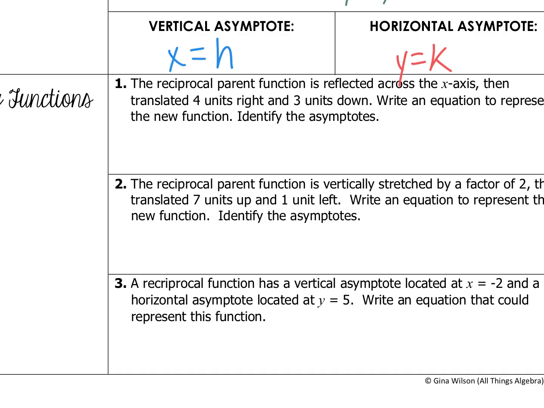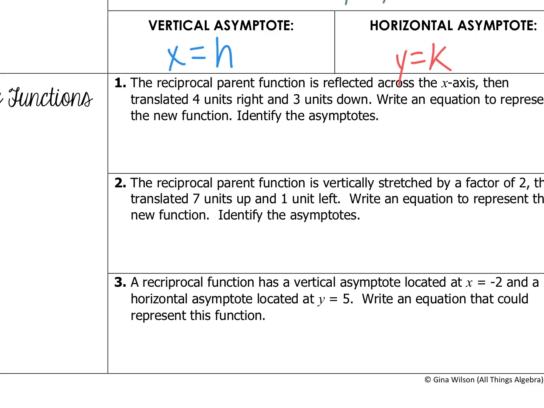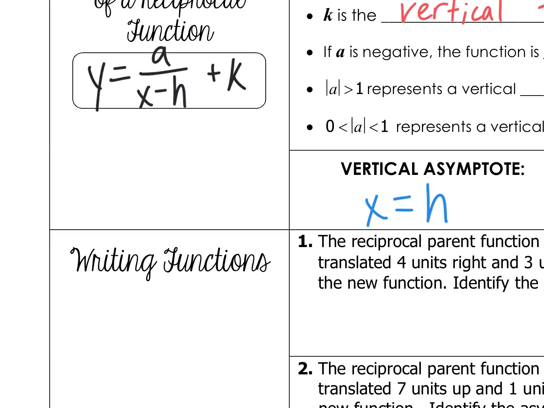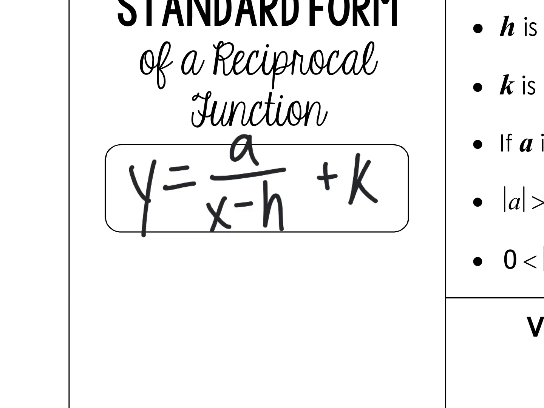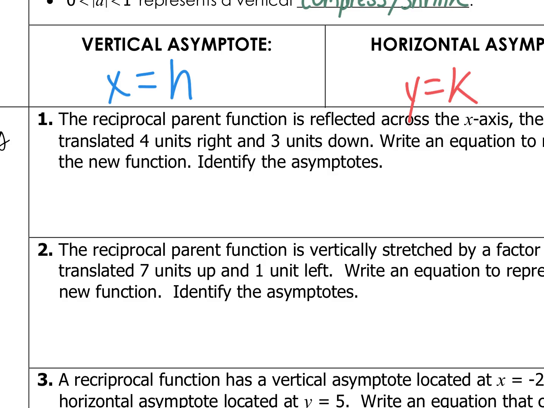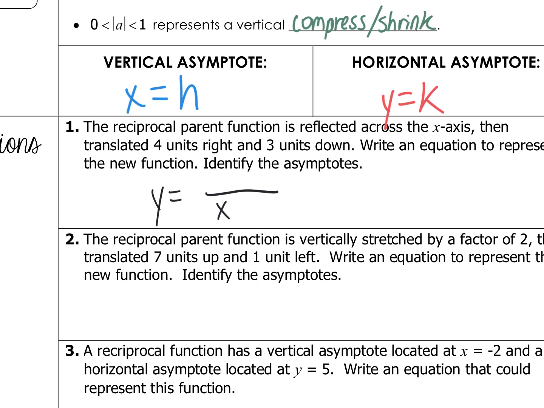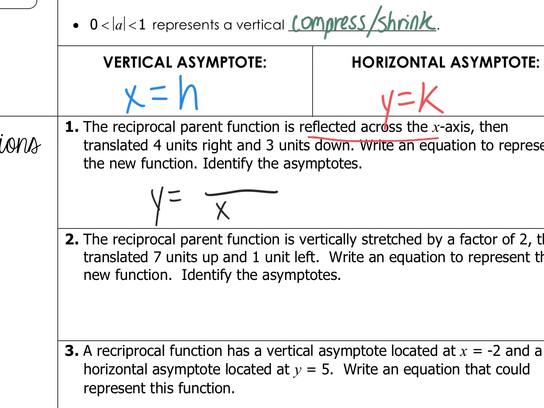We are about to dive into the graphing, but before we do, we've got to talk about transformations. Just like every single thing we've graphed so far, if I give you the transformations, can you put it in the standard form equation? Looking at this equation, can I plug in what A, H, and K are? We'll do the first one together. We already know it's going to be y equals, and that there's going to be an x on the bottom of the fraction, but we don't know a, h, or k. Let's read through this. Reciprocal parent function is reflected across the x, translated 4 units right, 3 units down.